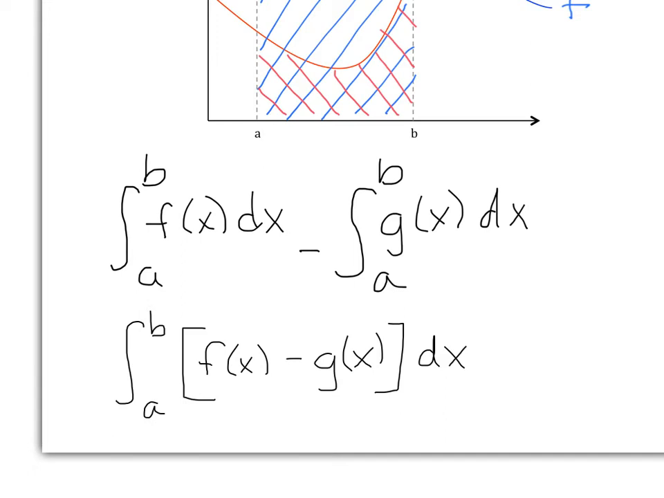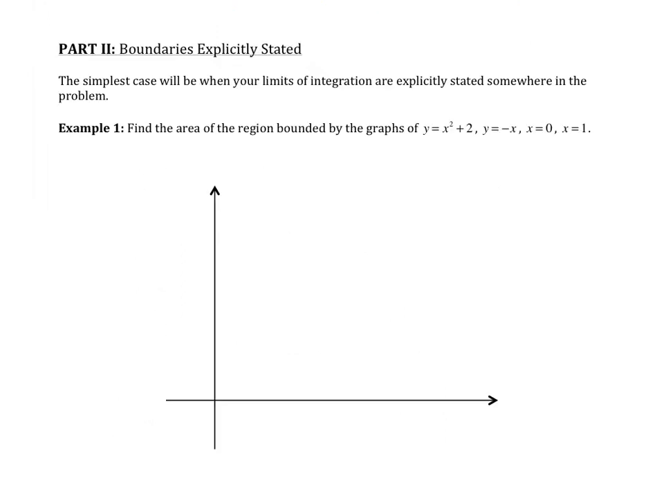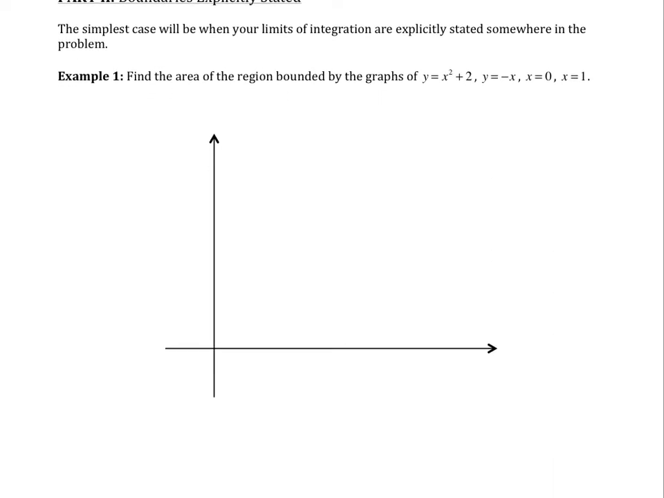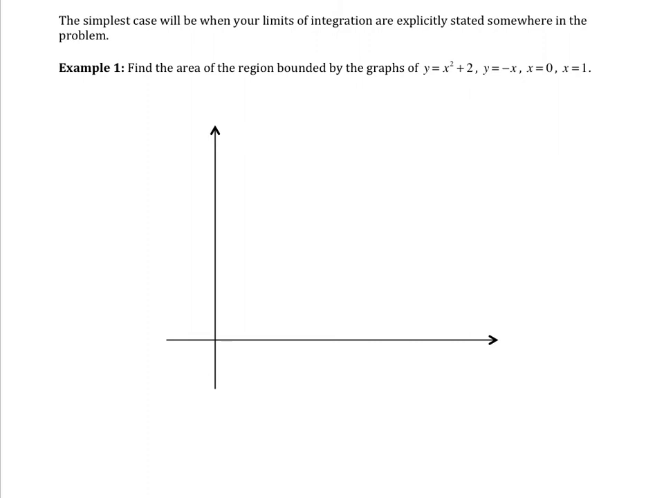So if you go to the next page. This is sort of the simplest case. This is what you hope you get, because everything's pretty much just nice and laid out for you. The simplest case will be something like you saw in the previous setup, when your limits of integration are given to you explicitly and all you have to do is set up the problem. So find the area of the region bounded by the graphs of y = x² + 2, y = -x, x = 0, and x = 1.